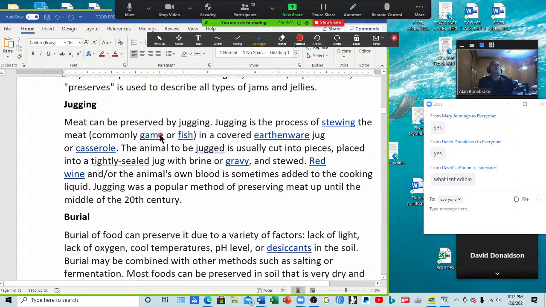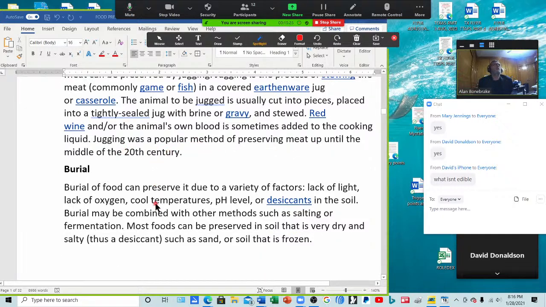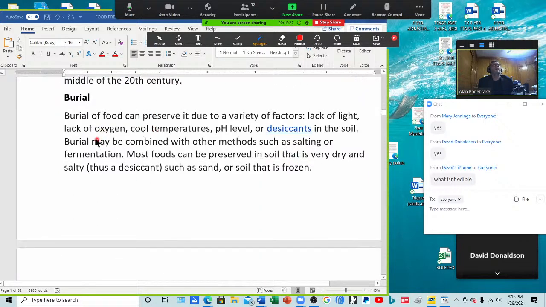Meat can be preserved by jugging. Jugging is the process of stewing the meat, commonly called game or fish, in a covered earthenware jug or casserole. The animal to be jugged is usually cut into pieces, placed in a tightly sealed jug with brine or gravy, and stewed. Red wine and/or the animal's own blood is sometimes added to the cooking liquid. Jugging was a popular method of preserving meat up until the mid-20th century.